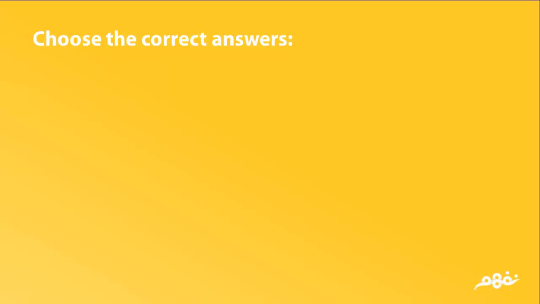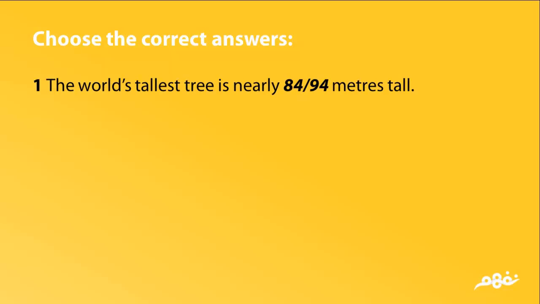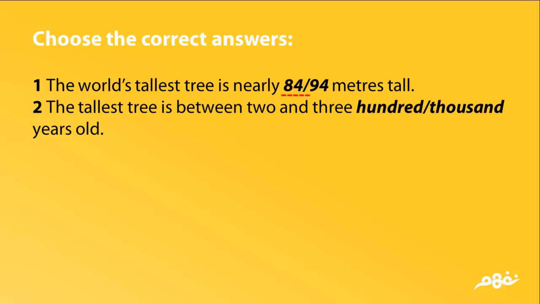Now, choose the correct answer. The world's tallest tree is nearly 84 or 94 meters tall. The answer is 84. The tallest tree is between 2 and 300 or 1,000 years old. It's 1,000.